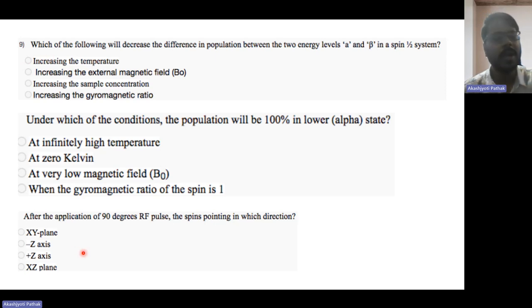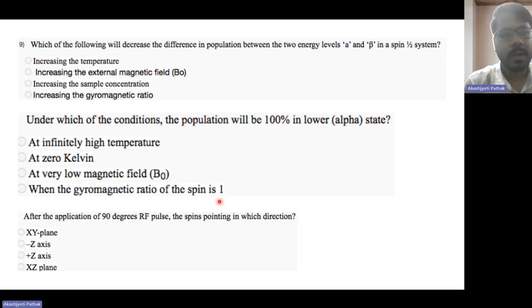After application of a 90-degree RF pulse, the spins are pointing in which direction? When you apply a 90-degree RF pulse, and considering that the bulk magnetization is oriented in the positive Z direction, the spins will point in the XY plane, right? This net magnetization is oriented in the Z direction in the equilibrium condition. Once the RF pulse is applied, it flips from the Z direction and moves to the XY plane.